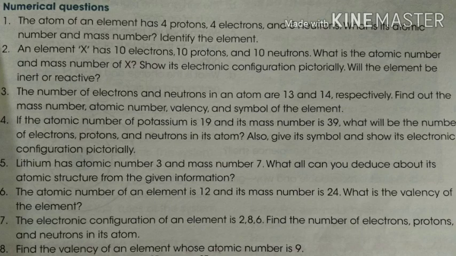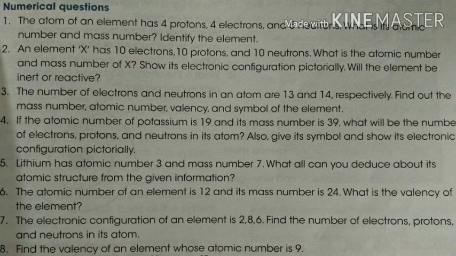Since it has 2 electrons in the valence shell. Remember, the valence shell is the outermost shell and the valence electrons are the electrons in the valence shell. Since this atom has 2 electrons in the valence shell, its valency is equal to 2. One more thing, if an atom has 1, 2 or 3 electrons in the valence shell, that atom will be a metal. Let's do question number 7.